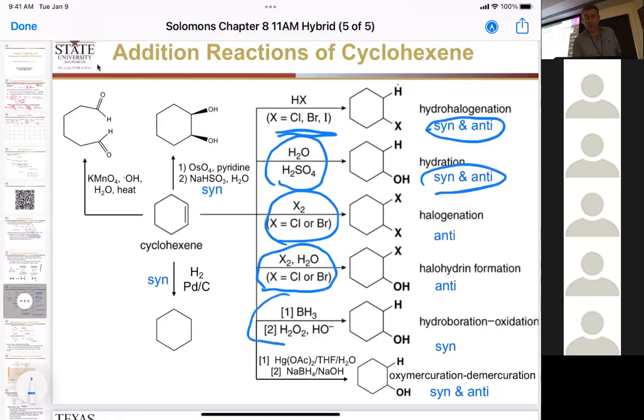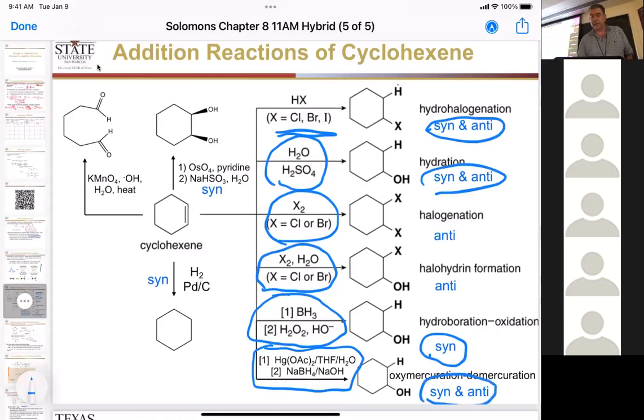Then there's this weird reaction right here. In this weird reaction here, boron is electron deficient, and therefore it doesn't act like other reagents and it will add backwards. So it adds syn, okay? And then we have another reactant here, which has mercury in it. In this mercury one, which we call oxymercuration-demercuration, because the mercury comes off, we can get mostly anti-addition, but some syn.